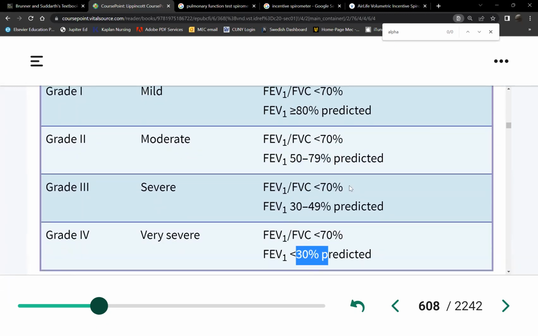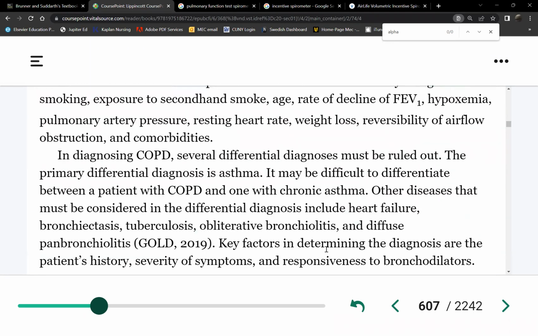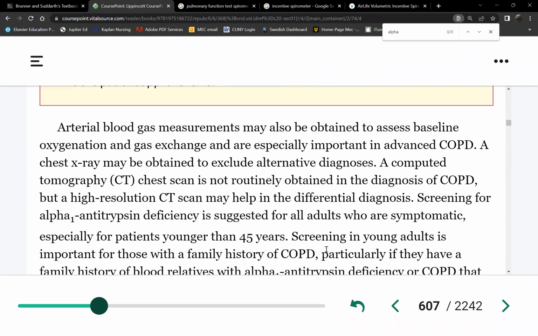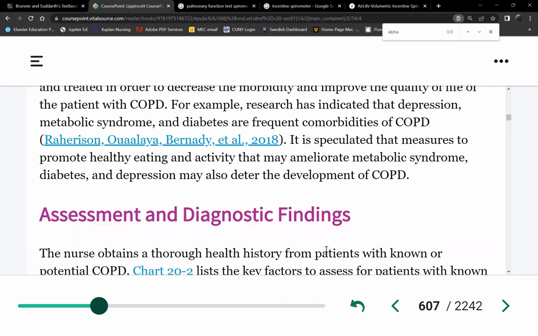Which ones were the pretty bad ones? 3 and 4. Same thing here. 3 and 4, that's pretty bad. You think you can still carry out any activity if the lung capacity, the lung strength is only less than 30%? No. Can't even make it to the bathroom. Okay, so that's how they diagnose your condition.